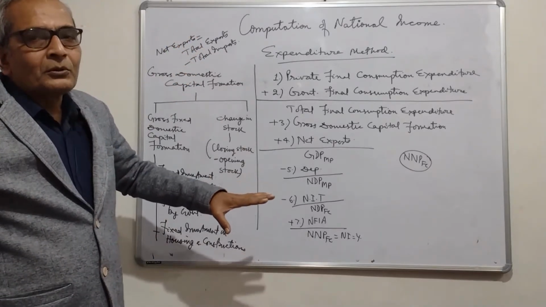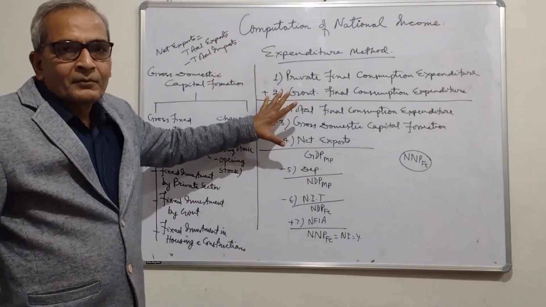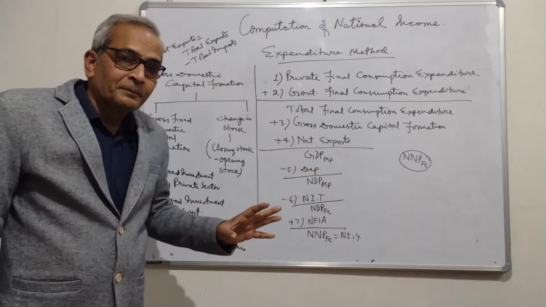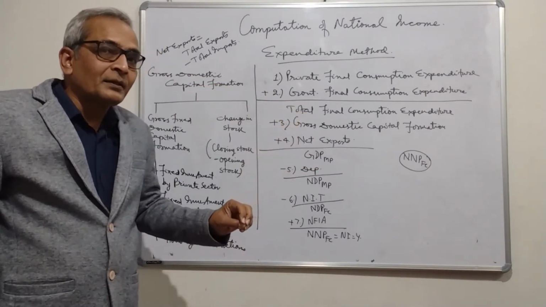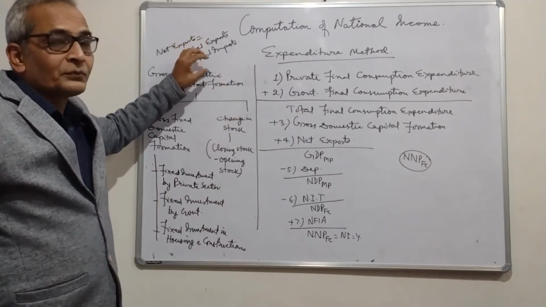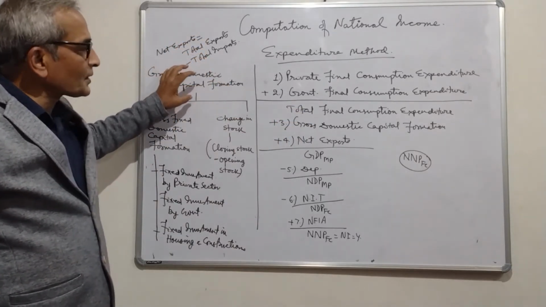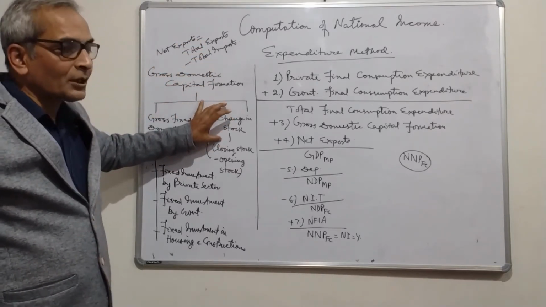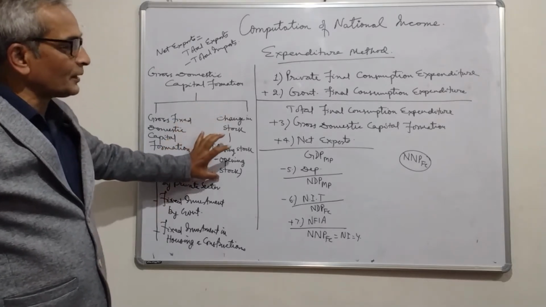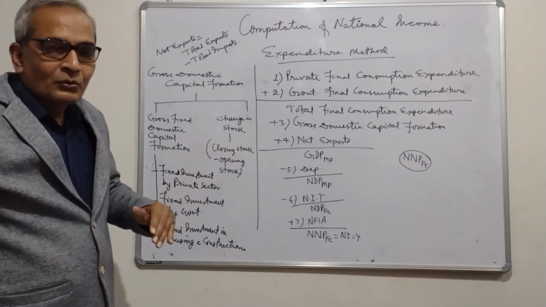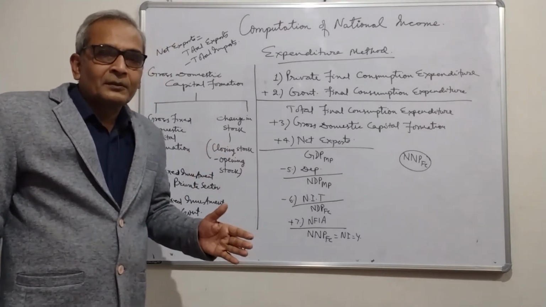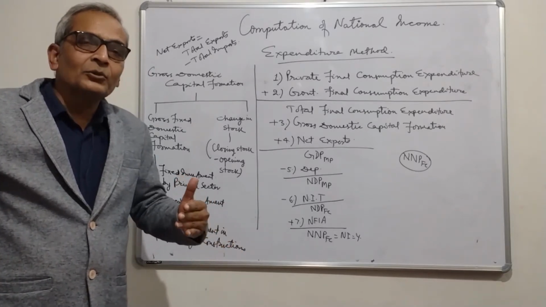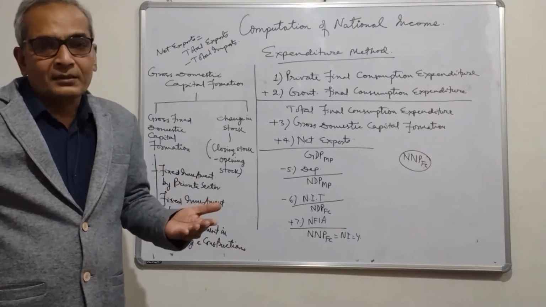What you are required to do? You are required to write the formula. You are required to look for that item in the numerical given. If that item is not given, net exports is not given, you will look for these two. If gross domestic capital formation is not given, you will look for these two. If these two are not given, you will look for these three and these two. Right? So if you follow this step, there is no reason why you should not get the correct answer.